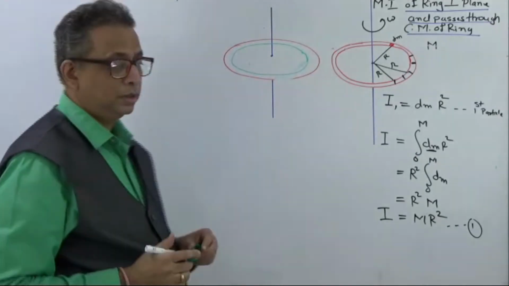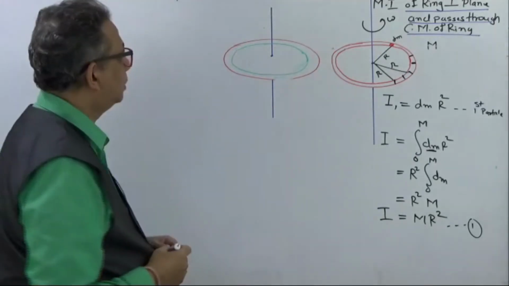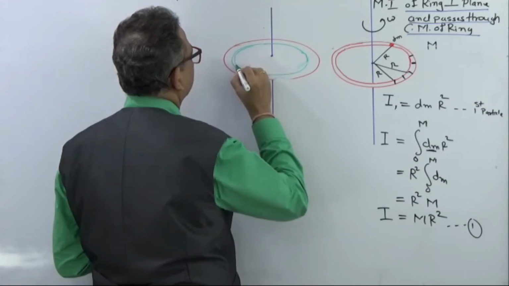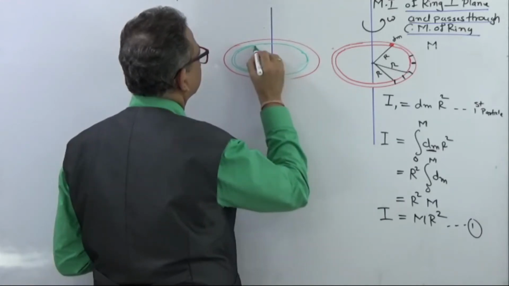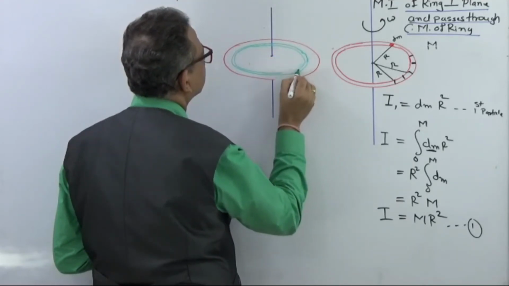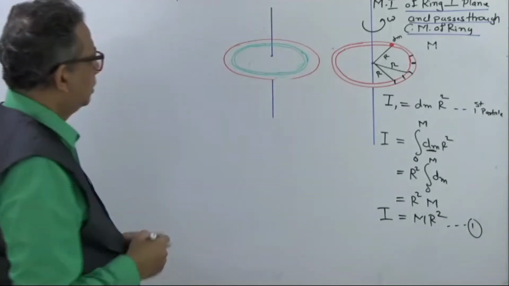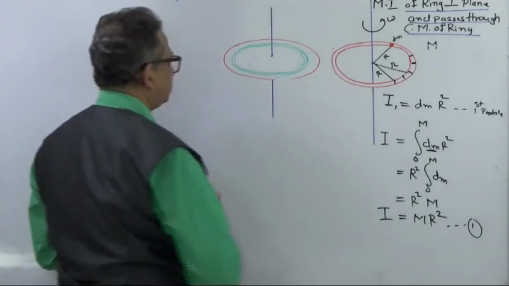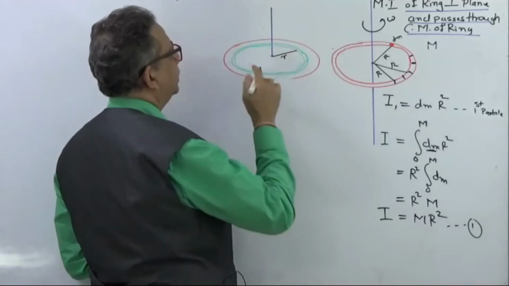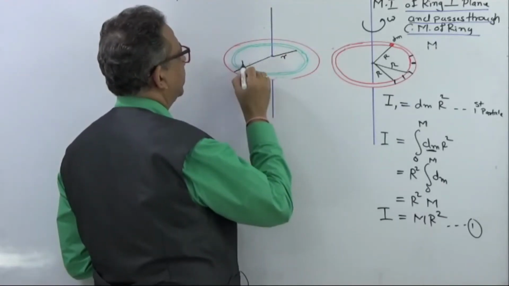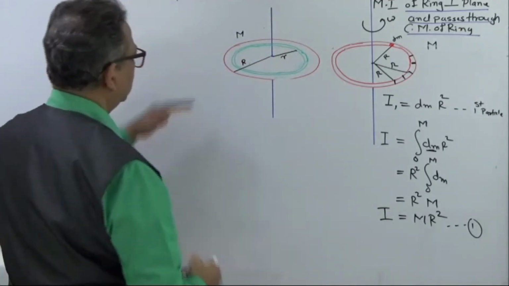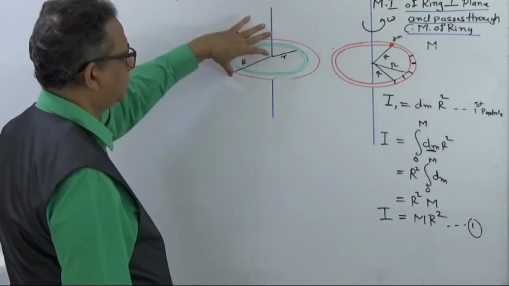So we have this ring R. Let the radius of this ring be small r. Now this whole disk has a radius capital R and a total mass m. The total mass of this disk is m, and the maximum radius of the disk is capital R.